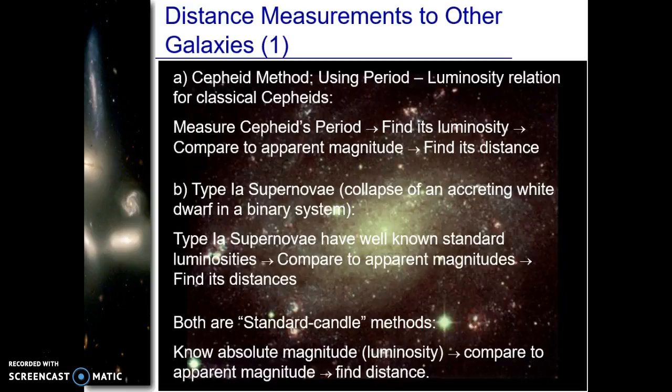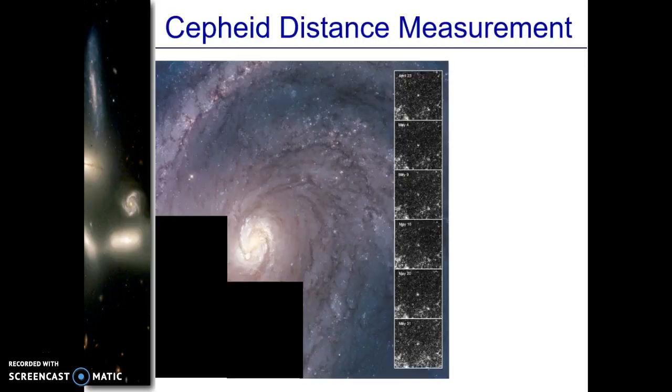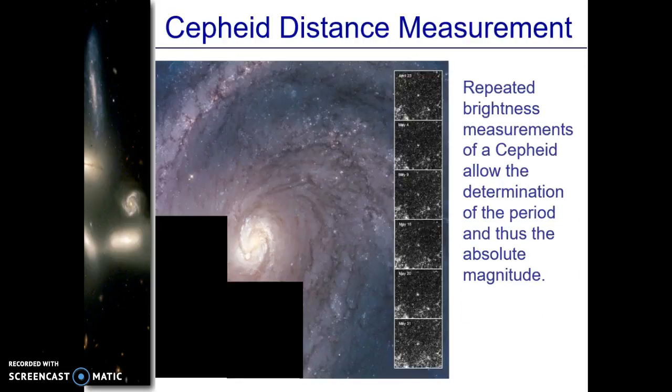You know the absolute magnitude, the luminosity. You compare it to the apparent magnitude and use that to find the distance. So, the Cepheid distance measurement: the repeated brightness measurements of Cepheids allow the determination of the period, and thus you can find the absolute magnitude. And if you know the absolute magnitude, you can find the distance. Here are repeated pictures: April 23rd, May 4th, May 9th, May 16th, May 20th, May 31st, and you see the brightness of the star, repeated brightness.